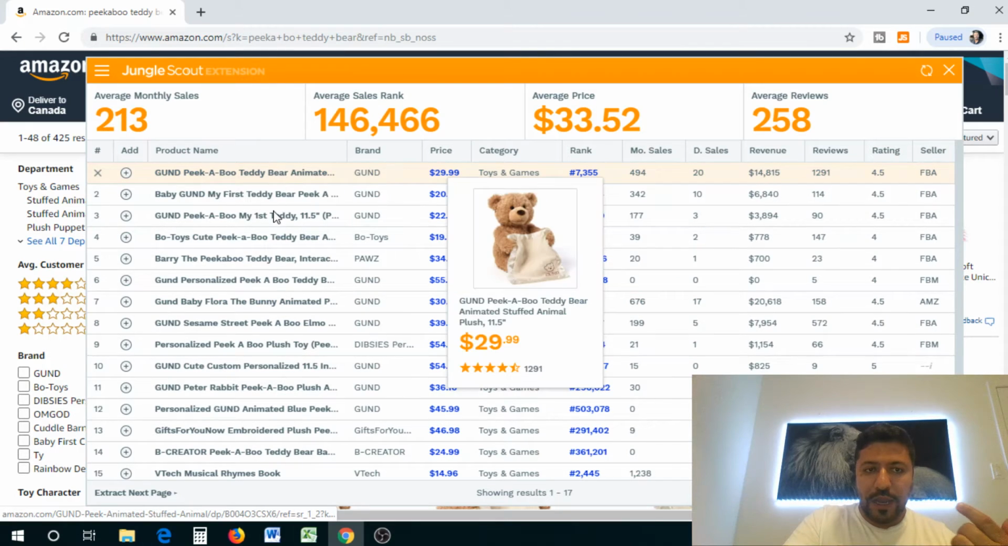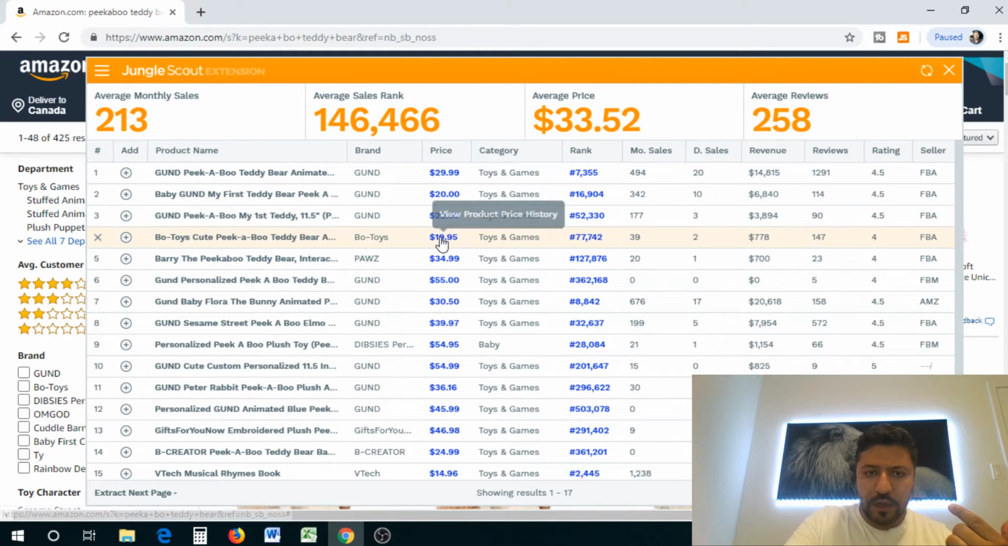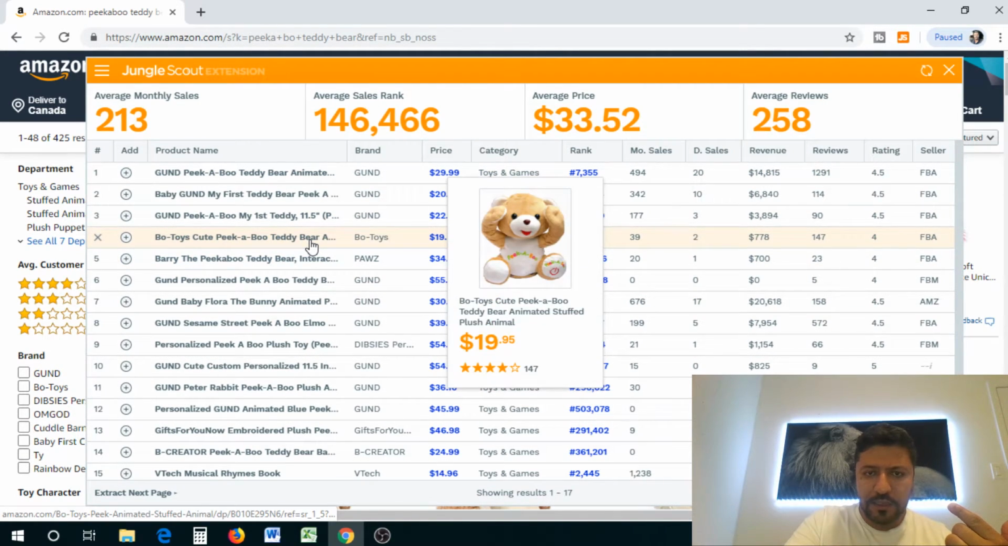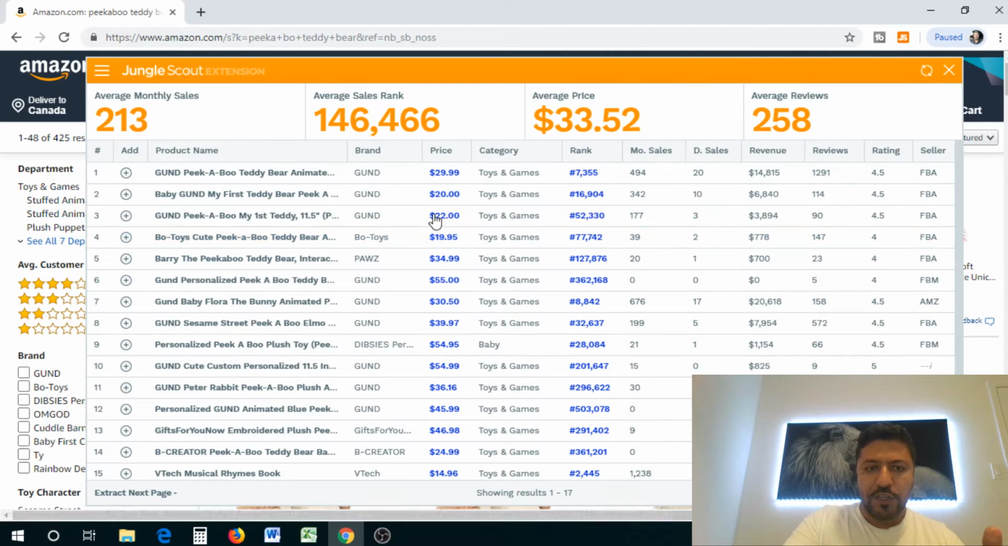So I know that there was one that was $19.95. So let's take a look at this. Just want to make sure. So this is not exactly what we're selling, because we want to sell the one with the handkerchief. So we know that our pricing is that we don't want to go too low, but we don't want to go too high either. Like $30 is a bit on the higher side to $24.99. That's where I'm settling at.